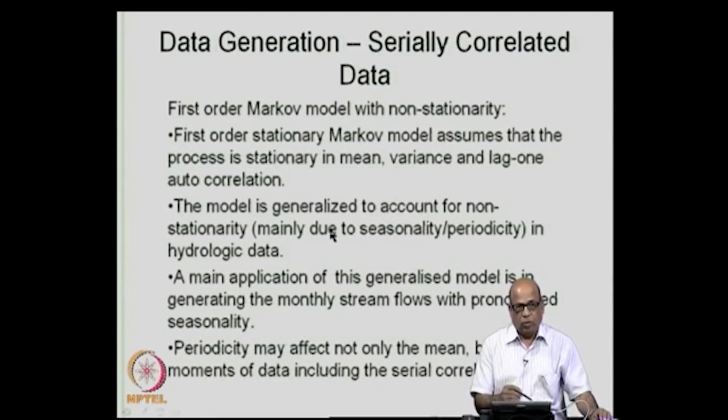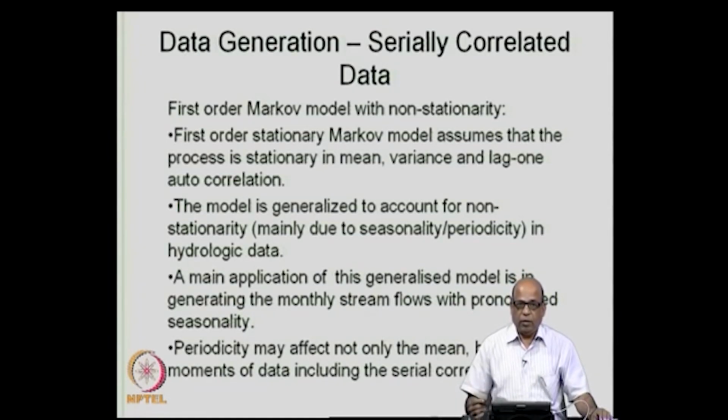So, the same model now we generalize to account for non-stationarity, and this non-stationarity essentially arises from the periodicity. As I just mentioned, the June month flow of this year may be correlated with the June month flow of the previous year. So, there may be a 12-month periodicity, there may be a 6-month periodicity, there may be 2-year periodicity and so on, depending on the type of data that we consider. And this kind of periodicity introduces non-stationarity in the data, and this non-stationarity we will build into the first order Markov model.